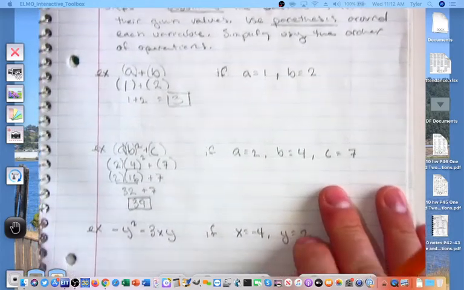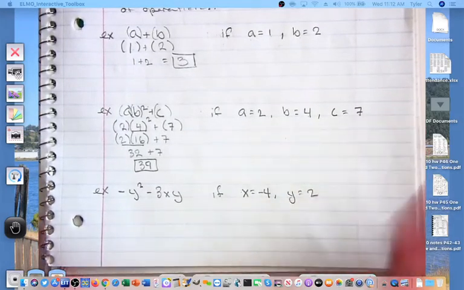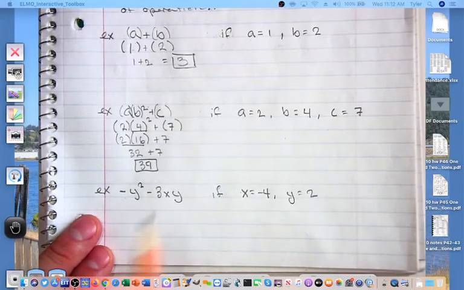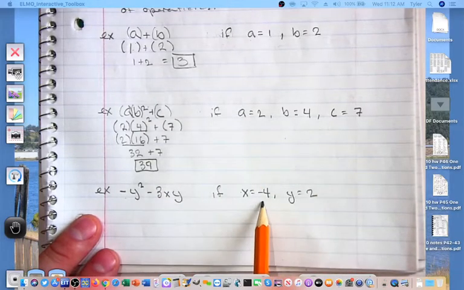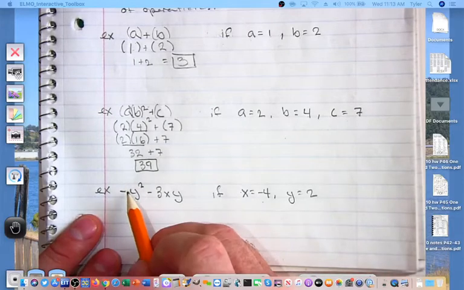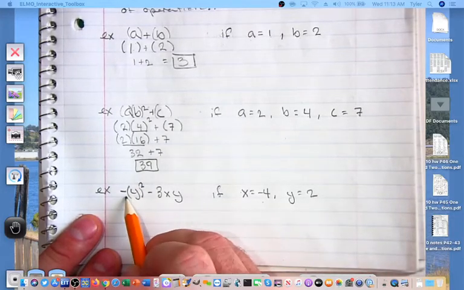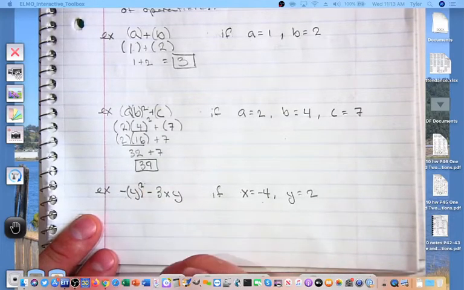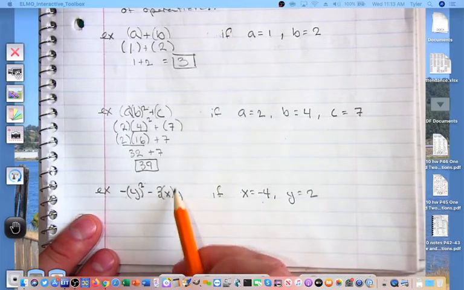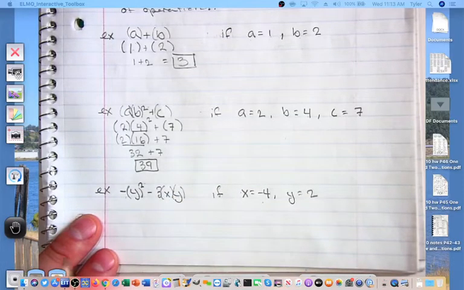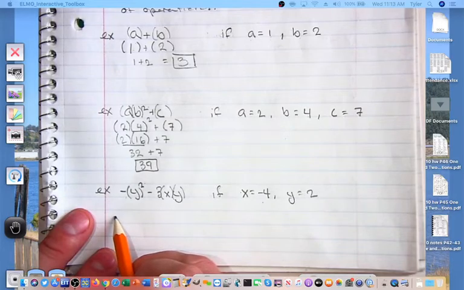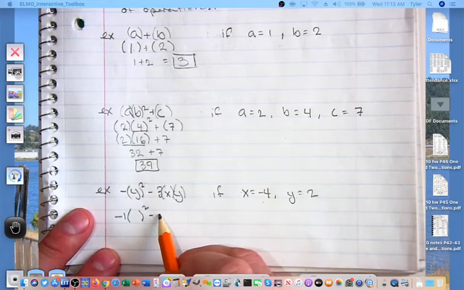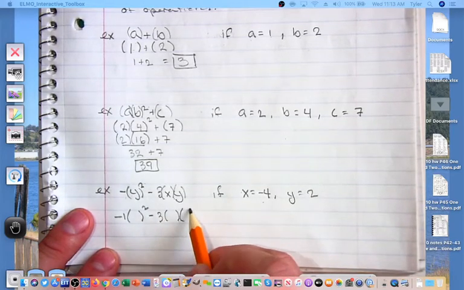Let's continue. Now, I chose this example because of this situation right here. It's a real common mistake that students make, especially when we're substituting in negative numbers. You want to make sure you use the parentheses correctly. So that negative right there actually represents negative 1 times y squared is the best way to think about it. I'm going to keep the 3, keep the x, keep the y. Here we go. Now I'm going to rewrite, emptying those parentheses. So I have negative 1 times y squared minus 3 times x times y.